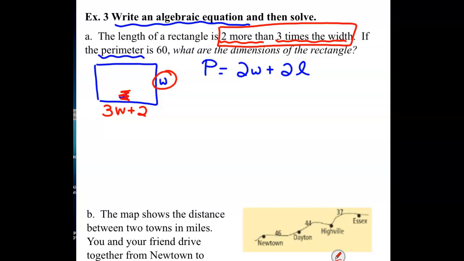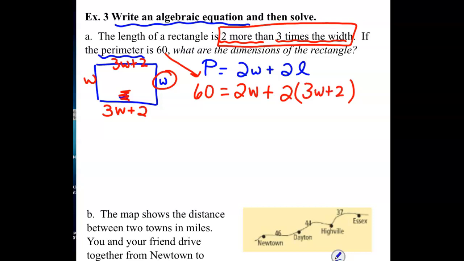So I'm going to do some substitution here into my perimeter formula. We are told the perimeter is 60. We have defined the width of our rectangle to just be a W, so I need 2 of those because both of these pieces would be W in length. And then for the length of the rectangle, I need 2 of those. And for the length, we said we had 3W plus 2. I need 2 of those.